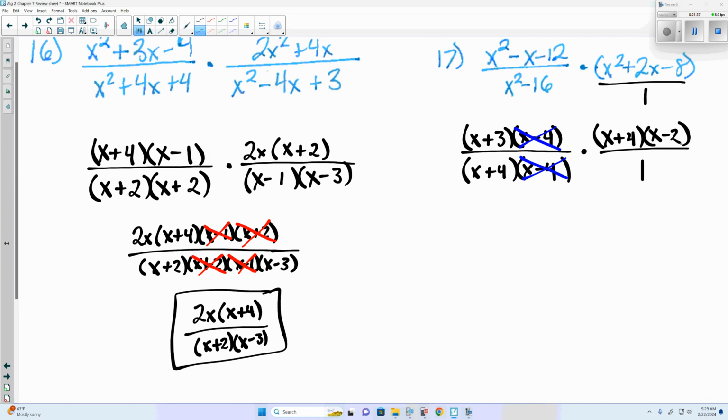Well, we could have done this all along, but really, when we multiply, we're just sticking the numerators together, yes? So I could connect them and do what? Simplify the X plus 4s, leaving us with X plus 3 times X minus.